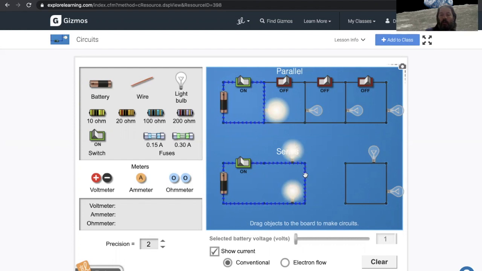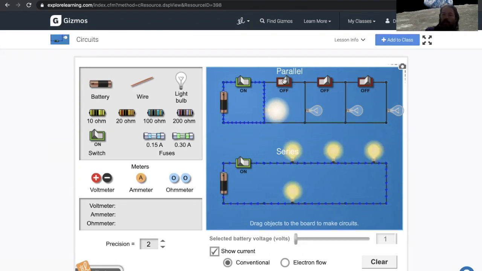Now notice that both of these light bulbs are slightly less bright than the individual light bulb. If I add a third light bulb here, they're even less bright, but because they're the same kind of light bulb, they're the same brightness. Let's complete our four light bulbs, so they're even less bright. Let's take a look at parallel.